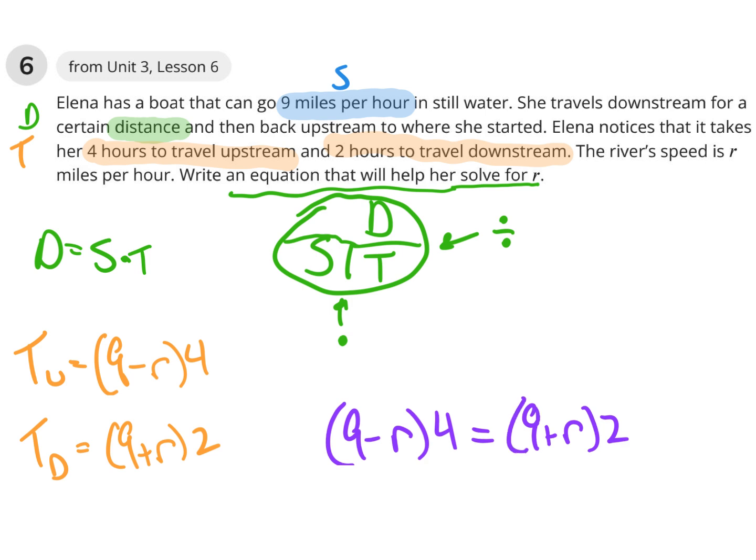And then we solve for r and get the speed of the river. And then we can calculate the distance from there. But they didn't ask us to solve this problem. They only asked us to write an equation that will help solve for r. So we stop here. This is the last lesson in this unit, and we are done with unit 3.